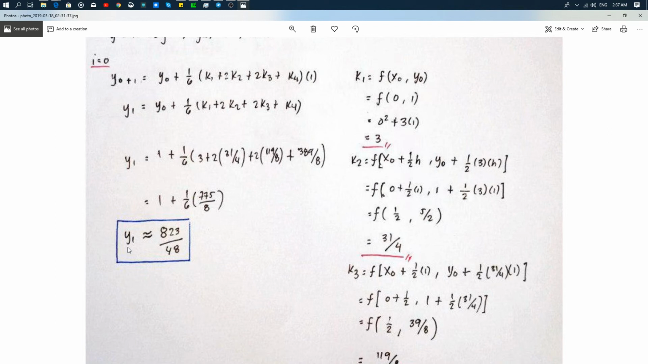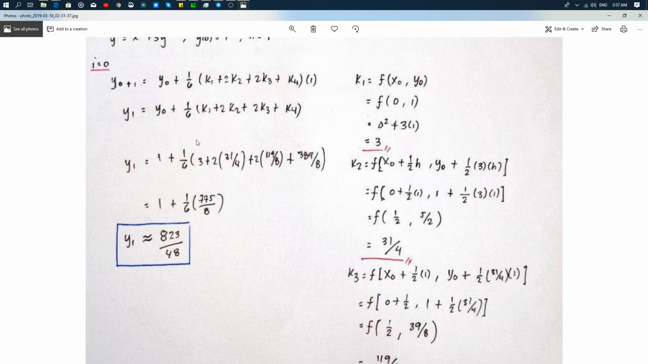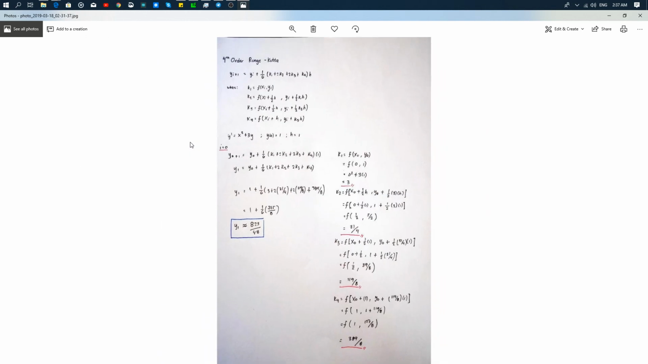So that's nearly 17.145833333, and so on. So that's for the fourth order Runge Kutta. And at this point, I think we have just solved it.